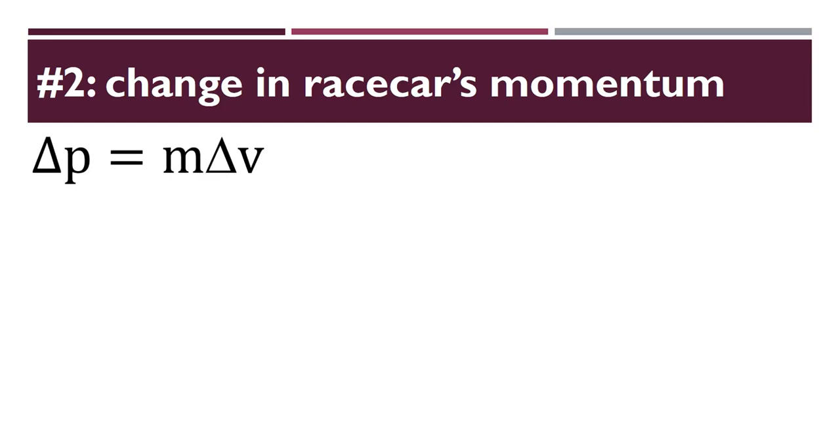So we're looking at delta P, or change in momentum, is equal to m times delta v, mass times the change in velocity. And remember, this delta, which means change, is final minus initial. So what did you end at minus what did you start at?